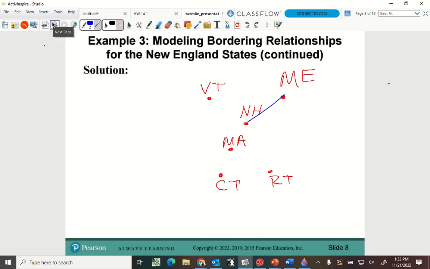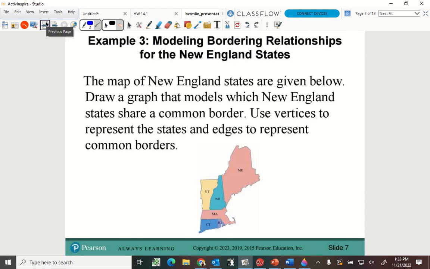All right, what about New Hampshire? So from New Hampshire, what states can I go to? Massachusetts. Or I can go to Vermont, right? Because that's touching New Hampshire. And then you go to Massachusetts. And can I go to Massachusetts? Yes. Okay. So from New Hampshire, it's going to Maine, it's going to Vermont, and it's going to Massachusetts. Right. Anything else? Nope. There we go.